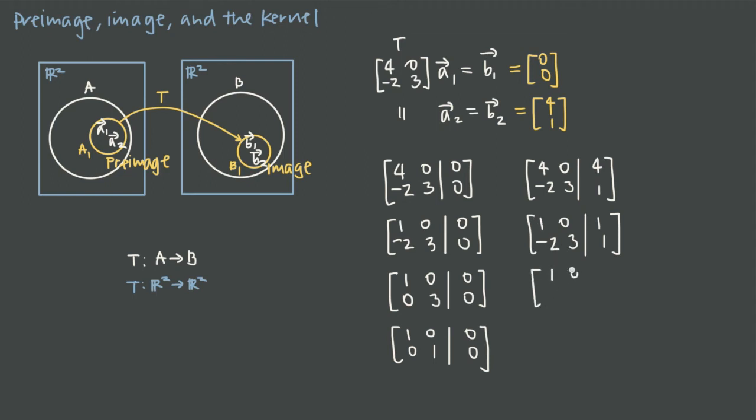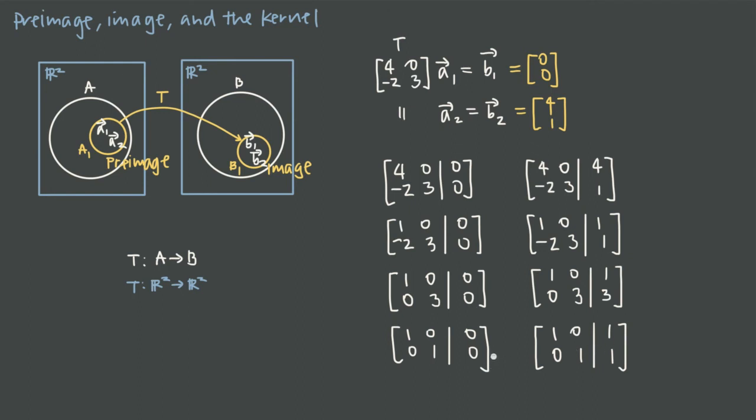So the first row will stay the same. 2 times 1 is 2. 2 plus a negative 2 is 0. 2 times 0 is 0. 0 plus 3 is 3. 2 times 1 is 2. 2 plus 1 is 3. And then I will divide through the second row by 3. So I'll get 1, 0, 1, 0, 1, 1. And now my matrix is in reduced row echelon form.